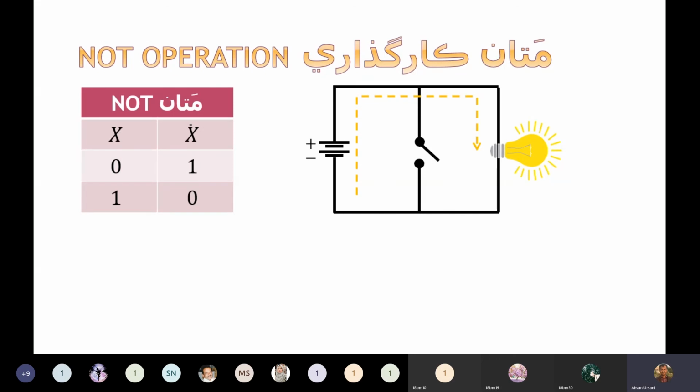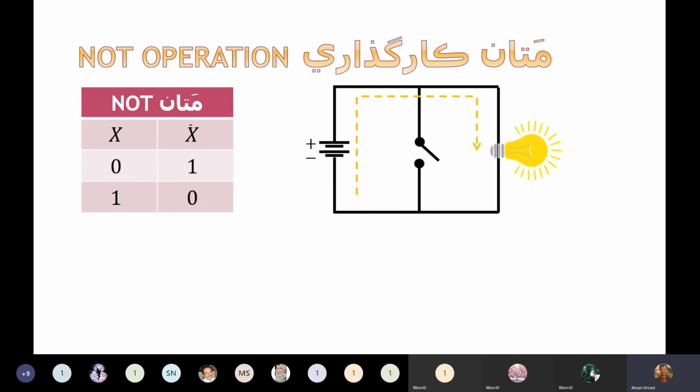Okay, how many switches are there in this? Only one switch, and this circuit with one switch represents the logic NOT operation. How does this switching circuit perform the logic NOT operation?